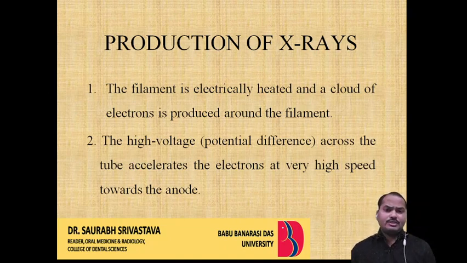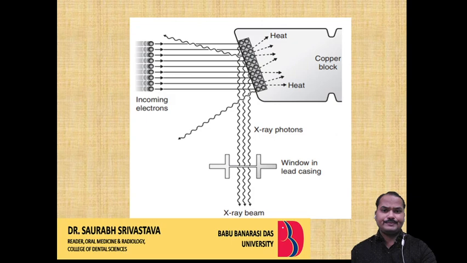The high voltage or the potential difference between the cathode and the anode will accelerate the electrons at very high speed towards the anode. So what is seen is that the electrons accumulate near the cathode, but with the increase in the potential difference between cathode and the anode, they are bombarded onto the anode at a very high speed.